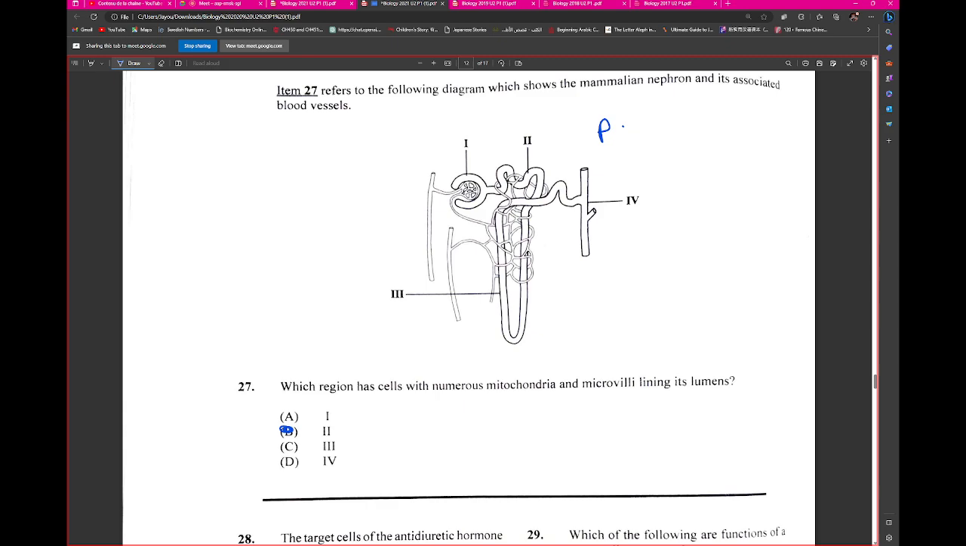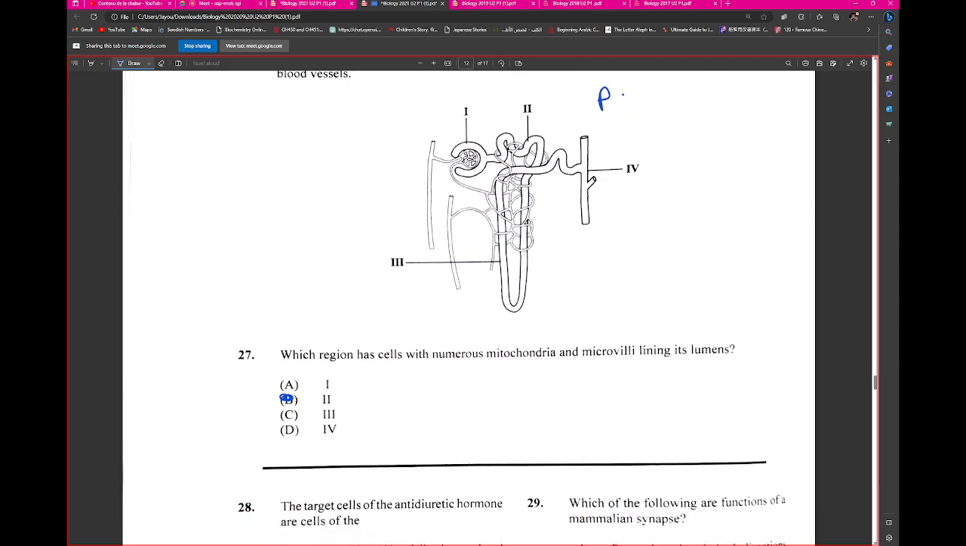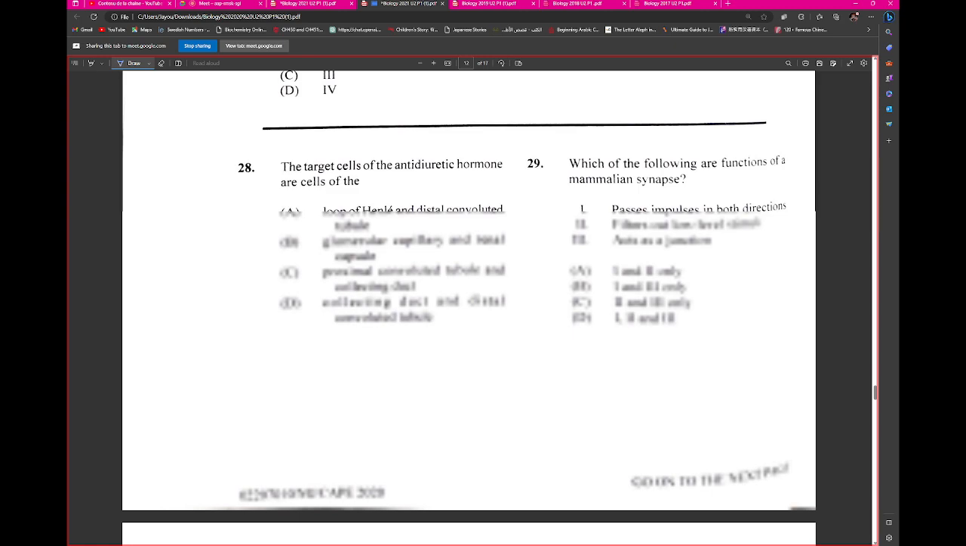Alright, B is the answer. So we have that there. So that should be fine. 28, the target cells for the antidiuretic, we saw this already. The types of which of the following are functions of a mammalian synapse?